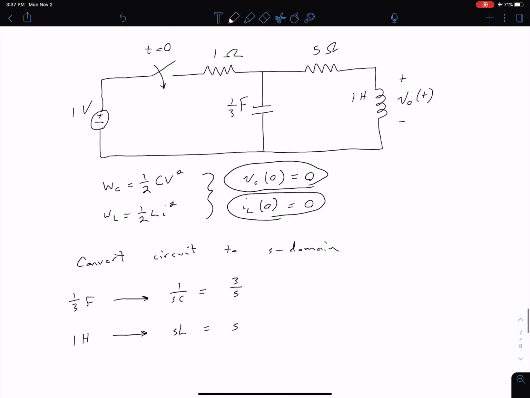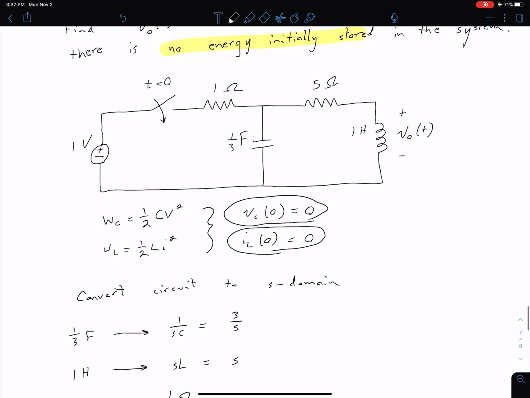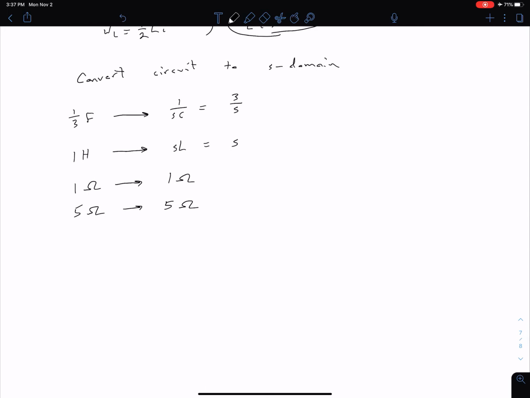Now for our 2 resistors, our 1 ohm and our 5 ohm, we have no change. So we have 1 ohm and 5 ohm in our time domain. So in our frequency domain, that just stays as 1 and 5. Okay, so the only thing we haven't dealt with then is our 1 volt source and this switch that is closing at t equals 0. So what does our source become is what we want to ask. So we haven't really talked about that explicitly yet. So how are we going to deal with this?